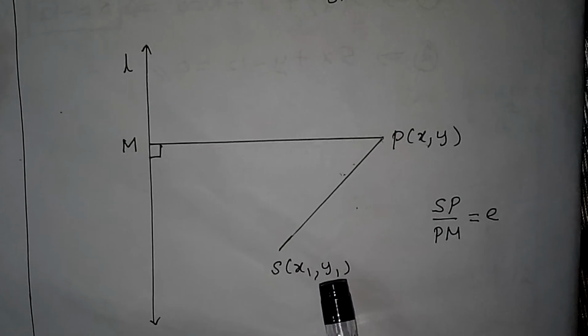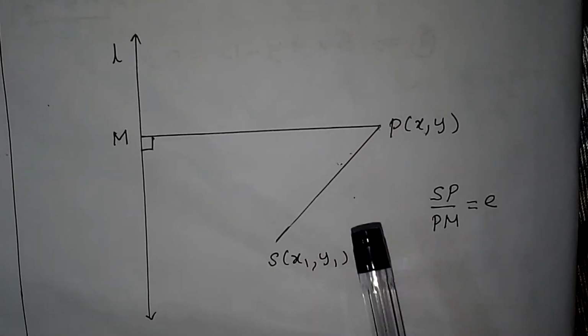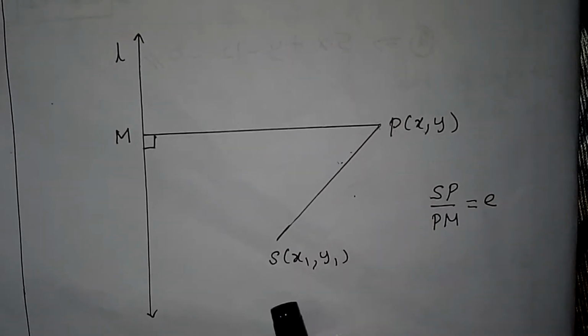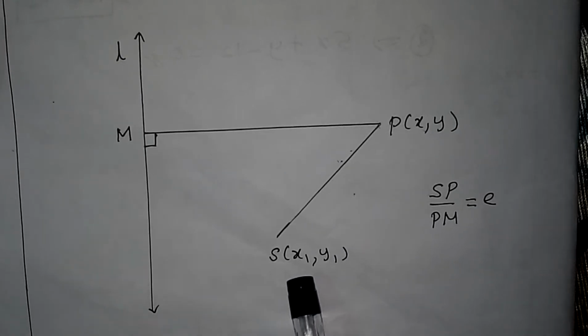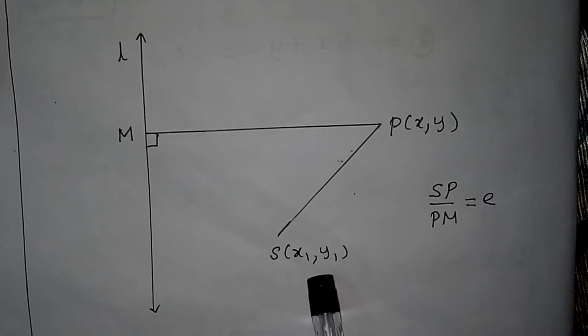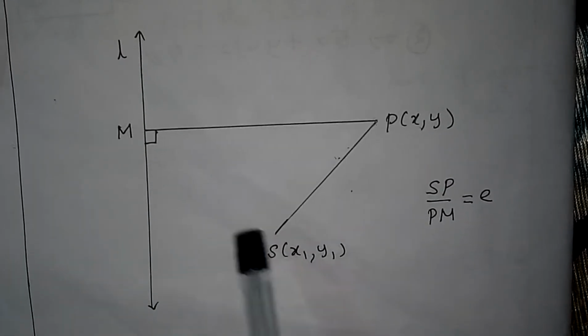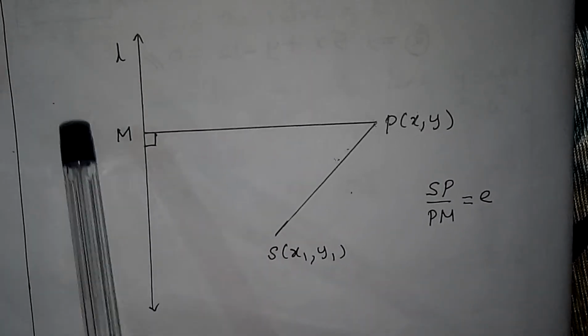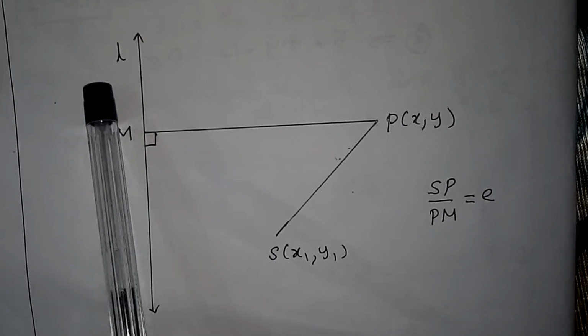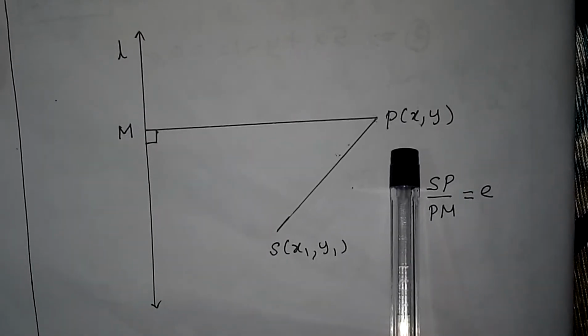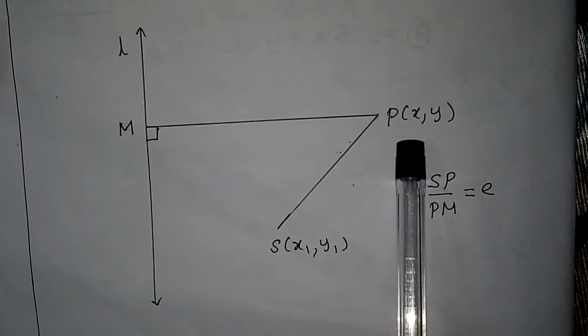Already I said we have a fixed point, a fixed line and a moving point. This point, x1, y1, is the fixed point, which is the focus. This is the fixed line, which is the directrix, denoted as L, and this point is a moving point.